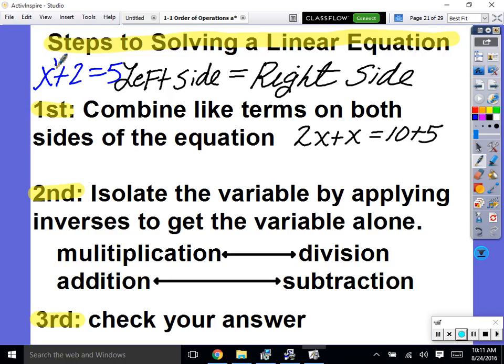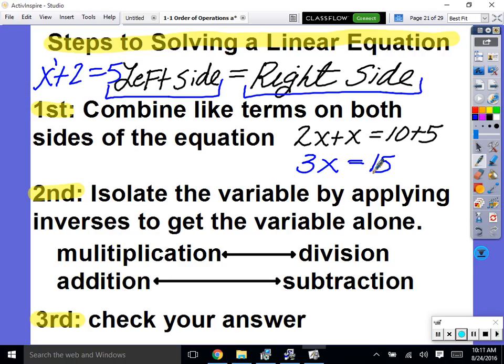So I'm just going to remind you of some vocabulary. If I say the left side, we're going to the left side, right side, we're going to the right side. So when solving an equation, I'll refer to this side as the left side and this side as the right side of the equation. Just make sure you understand that. Your first step: combine all like terms on the left side, combine all like terms on the right side. So if we're looking at 2x plus x is equal to 10 plus 5, our first step would be 2x plus x, which is 3x's, right? Everybody, combining like terms, is equal to 10 plus 5, which is 15. That's our first step, combine like terms.